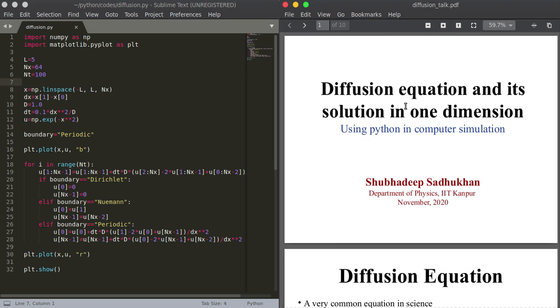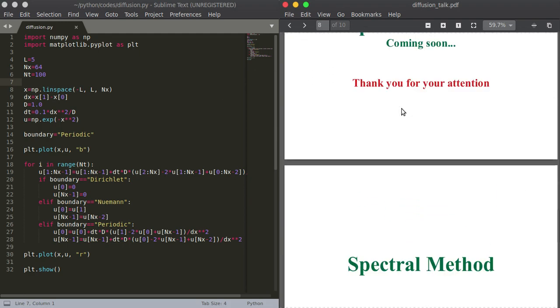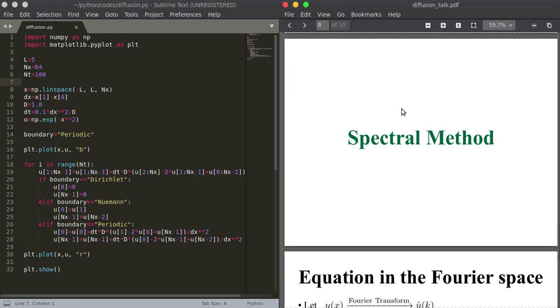for that, this is my previous code, which is solving the problem with the finite difference method, and next I will do the same thing with the spectral method. So let me tell you about this spectral method.